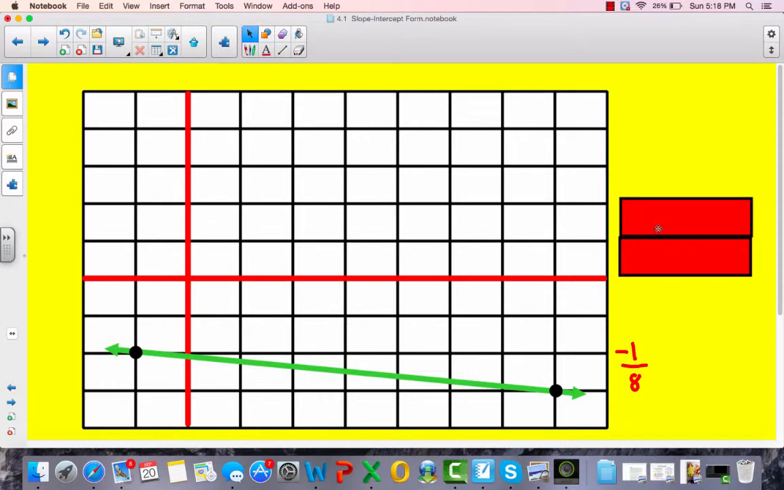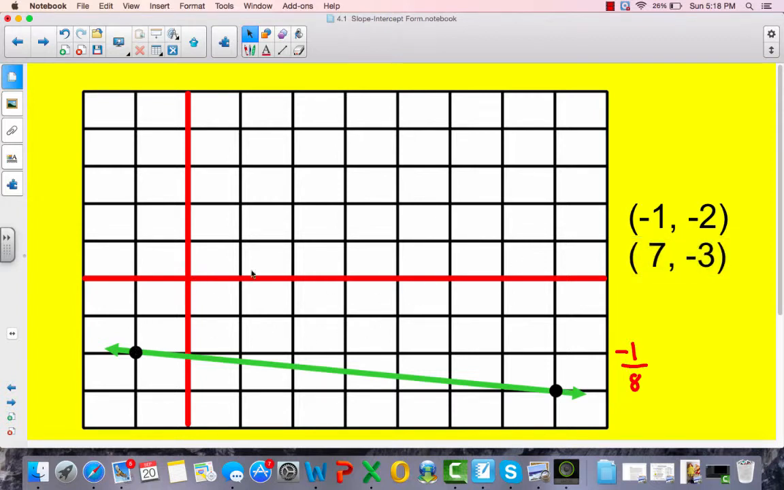So let's check our points. Negative 1, negative 2. And our other one is 7, negative 3. So 1, 2, 3, 4, 5, 6, 7, 1, 2, negative 3. All right, so let's do it with the formula.